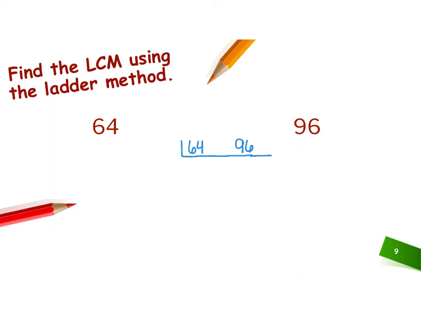Since both of these numbers are even numbers, I know I can divide them by the prime number 2. On my next ladder step, 64 divided by 2 is 32, and 96 divided by 2 is 48.